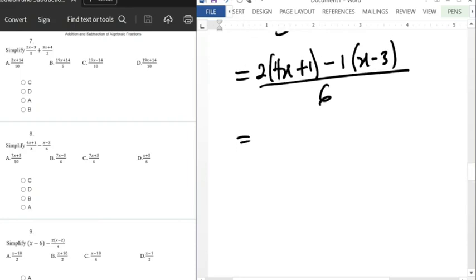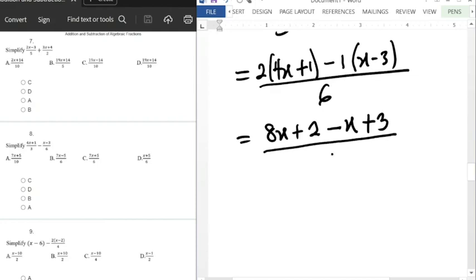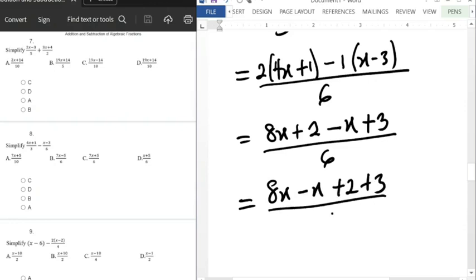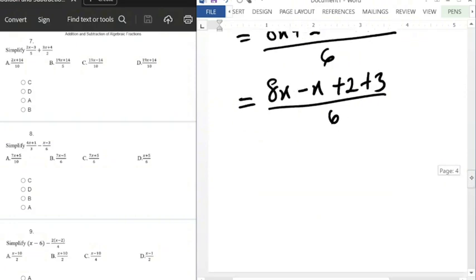So 2 times 4x is going to give us 8x. 2 times 1 is going to give us 2, right? Minus 1 times x is going to be minus x. Minus 1 times minus 3 gives us what? Plus 3. So everything divided by 6. So we can then collect like terms. That's going to be 8x minus x plus 2 plus 3 divided by 6. I hope I'm making sense.